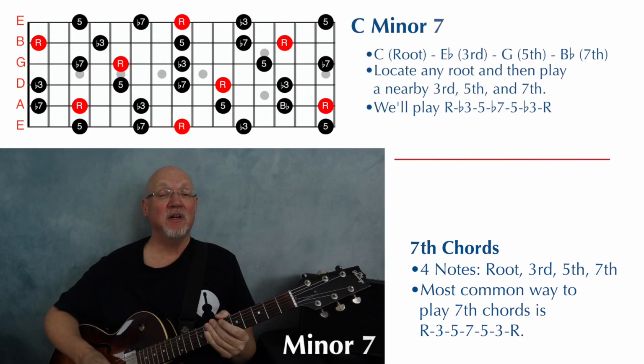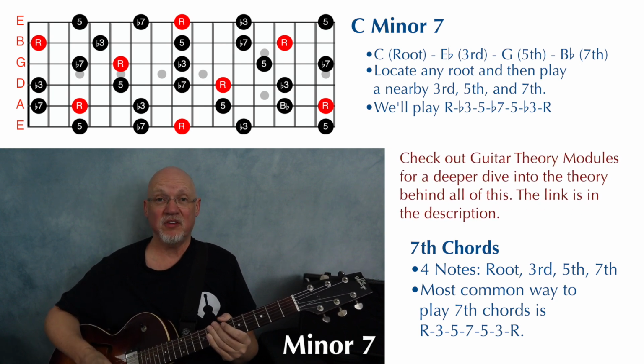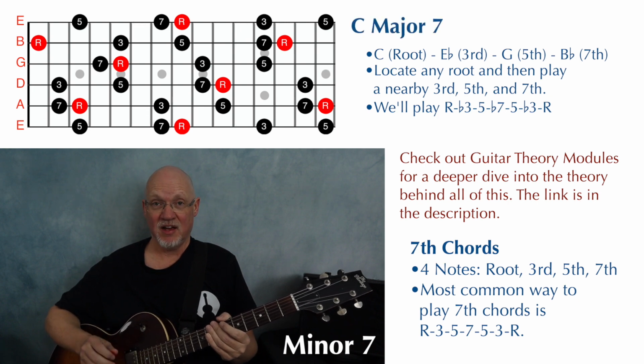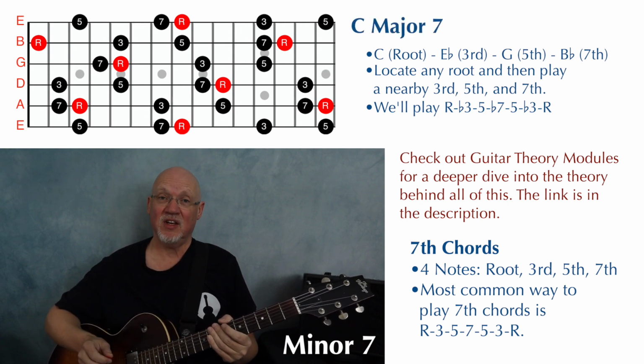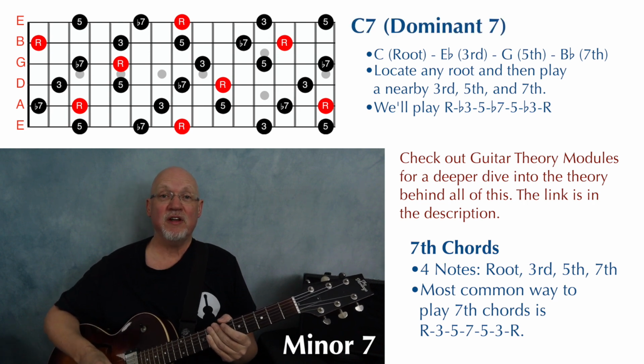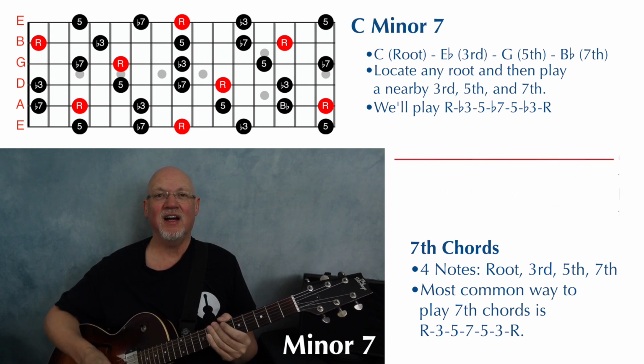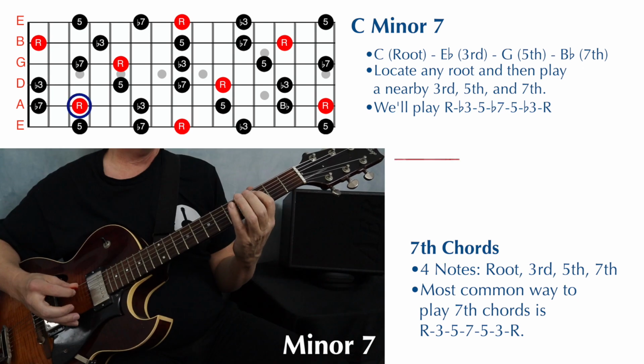Now you're looking at a whole bunch of Cs, E flats, Gs, and B flats, which make up your C minor 7 arpeggios. So your major 7 has a root, 3, 5, and a 7. Your dominant 7, or 7th chord, has a root, 3, 5, and flat 7. And your minor 7 chord has a root, flat 3, 5, and flat 7.